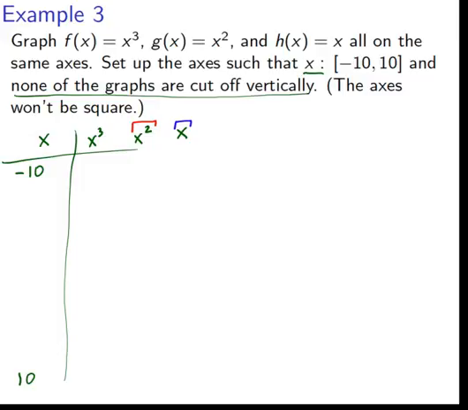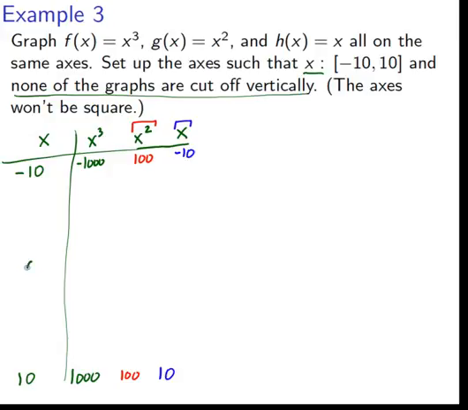Great. So if we plug in negative 10, we're going to get negative 10 cubed, which is negative 1,000. x squared will become positive 100 because the negatives cancel out, and x will become negative 10. If we go to the other extreme at 10, that will be at positive 1,000. x squared will also be at positive 100, and x will be at positive 10.